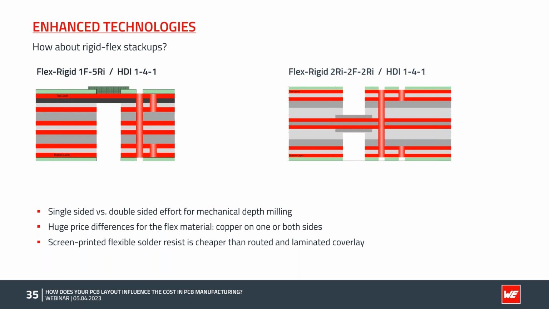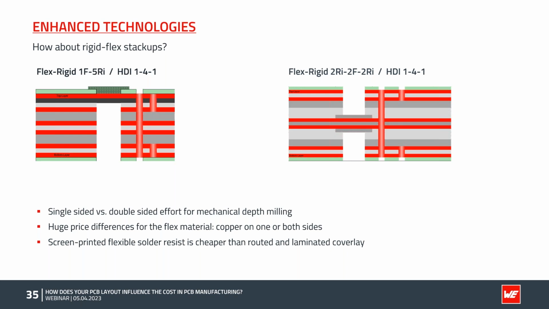We just use the inkjet. On the right side, this is not yet possible. We are working on this, but it's not yet possible. So here we still need to use a pre-routed and laminated cover lay on top and on bottom of the structures, of the copper structures in the flexible area. And the cover lay is just much more expensive than the printed flexible solder resist. So again, it's a price factor here inside.